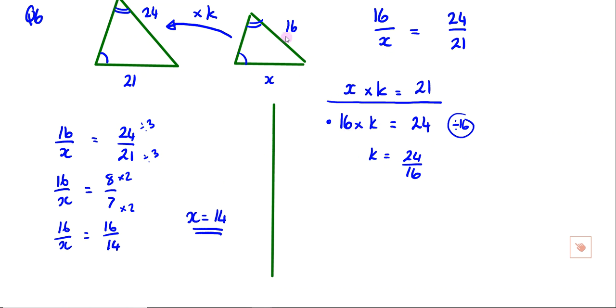So if 16 times something gives me 24, Michael, you got a question? No? Then I can stick this up here and say, right, I've got x times 24 divided by 16 equals 21. So we can use our algebra skills. Any ideas?